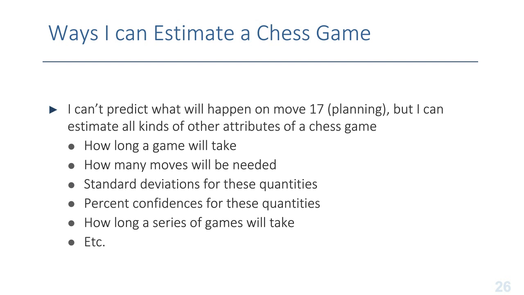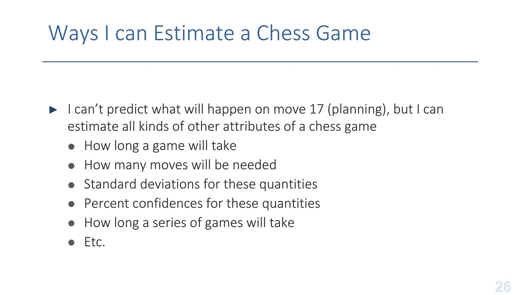And there actually are all kinds of ways that I can estimate a chess game. I can estimate how long a game will take. I can collect data on large numbers of games of chess that people play, and I can compute what the average length of the game is. I can compute what the standard deviation is around the lengths of those games. I can come up with confidence intervals that say I have a 90% chance of being done by a certain amount of time based on historical data. And I can do the same thing with counting the number of moves that will be needed in a chess game. I can collect data on large numbers of games and how many moves are needed on average, and compute standard deviations and confidence intervals and all that kind of stuff.